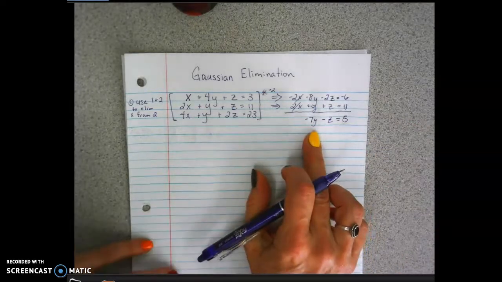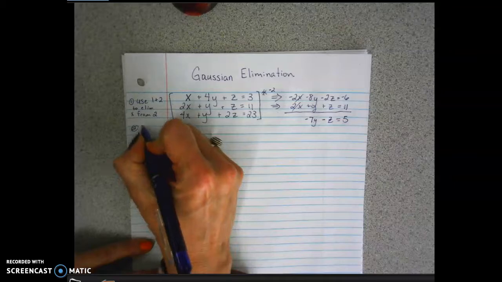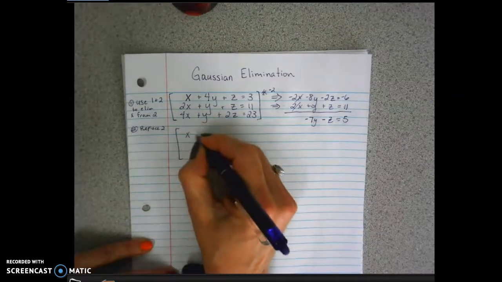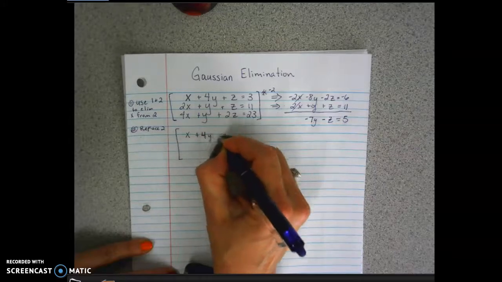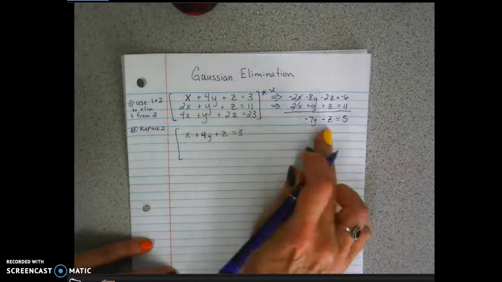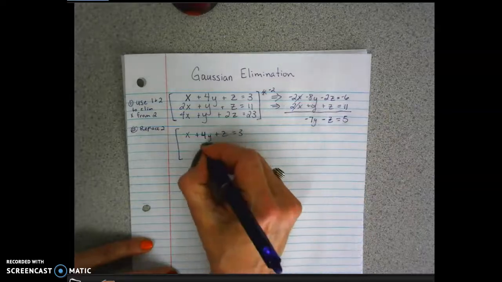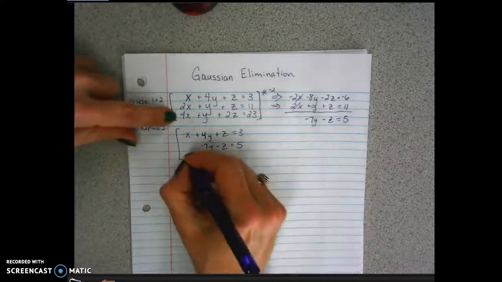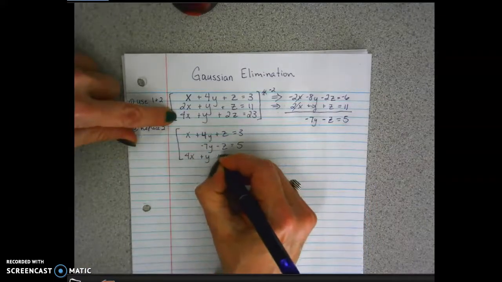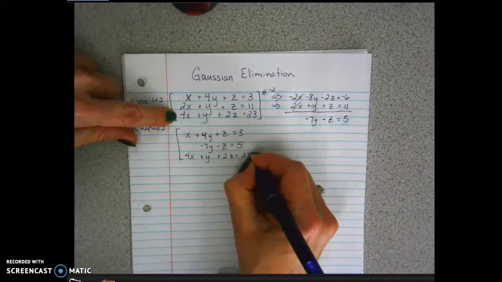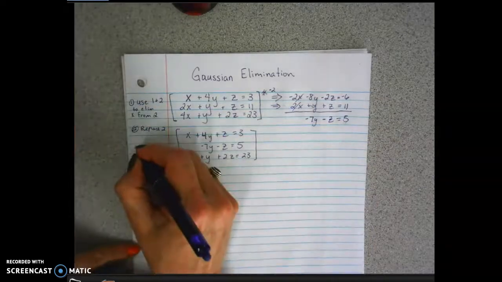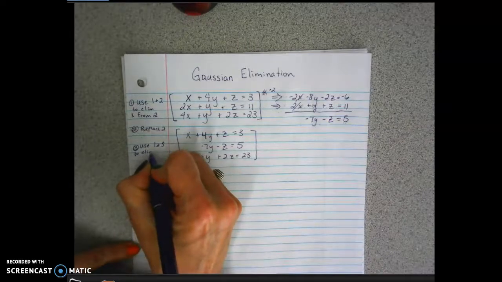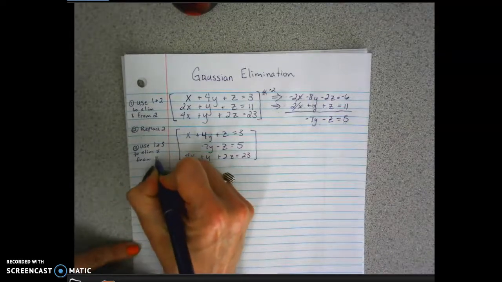Once you eliminate x, your step 2 is replace equation 2. So I'll write my new system, equation 1. Well, it's not a new system, it's simplified down to 3. We're going to replace equation 2 with negative 7y minus z is 5. And we'll keep the third equation, 4x plus y plus 2z equals 23. All right, your third step is we're going to use 1 and 3 to eliminate x from 3.